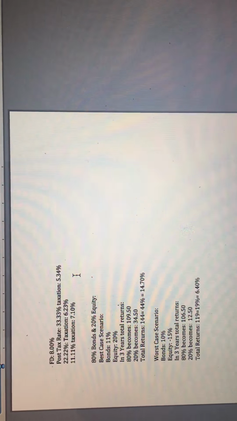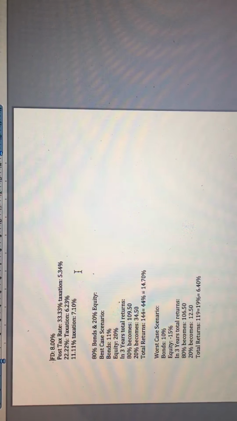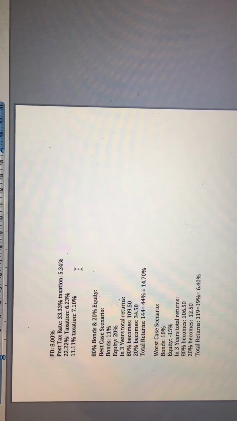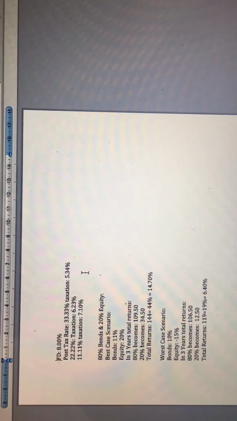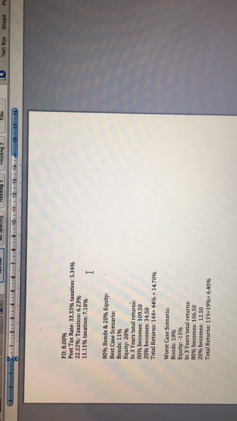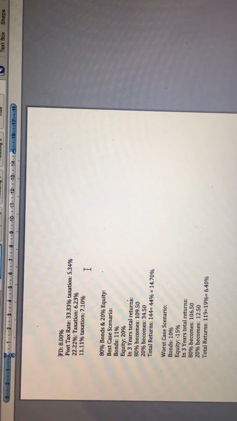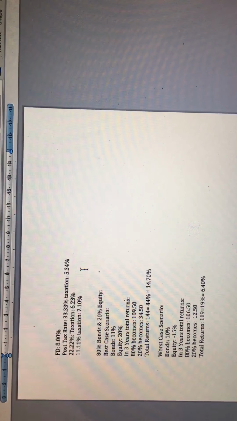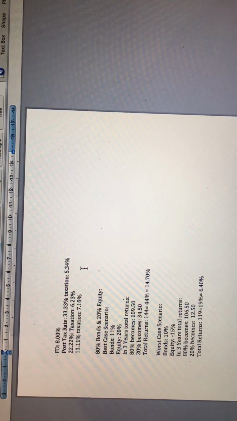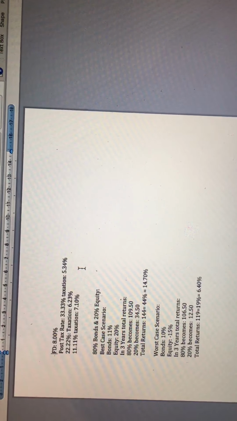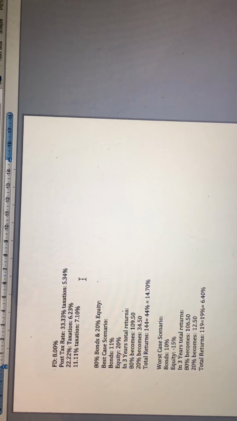Now some people might argue that these are the best returns, so I've taken a worst possible return. Let's say bonds give me about 10, 10.5, 11%. I've taken about 10% in bonds, and minus 15% per annum in equity. Let's say the Sensex is at 29,000 right now and it tanks about 45% on an absolute basis, reaching back to about 17,000 levels. In that case also, in 3 years, my 80 rupees becomes 106.5 and 20 rupees becomes 12.5 rupees. That's a return of 6.40% per annum post-tax.